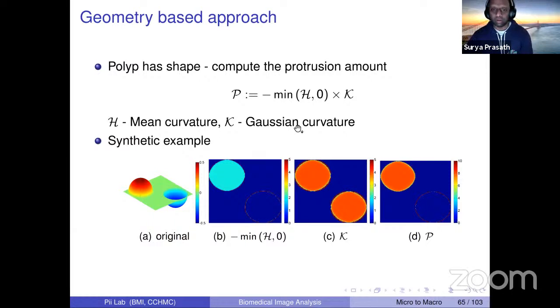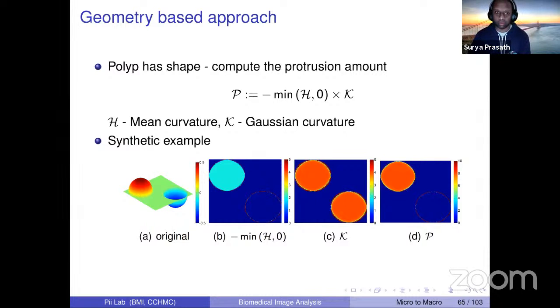So we computed mean curvature and Gaussian curvature, and if you play around with it, you'll see that this particular quantity P, which is basically minus the minimum between the mean multiplied by the Gaussian, will give you the protrusions, not the convex object. It will give you the concave objects. So as you can see here in D, in the synthetic case, if there is a protruding sphere, you'll capture it. And also, if you know a little bit of curvature, it's all a constant value here. So the orange region is the same value. So that value of P should tell you how much protrusion is there.